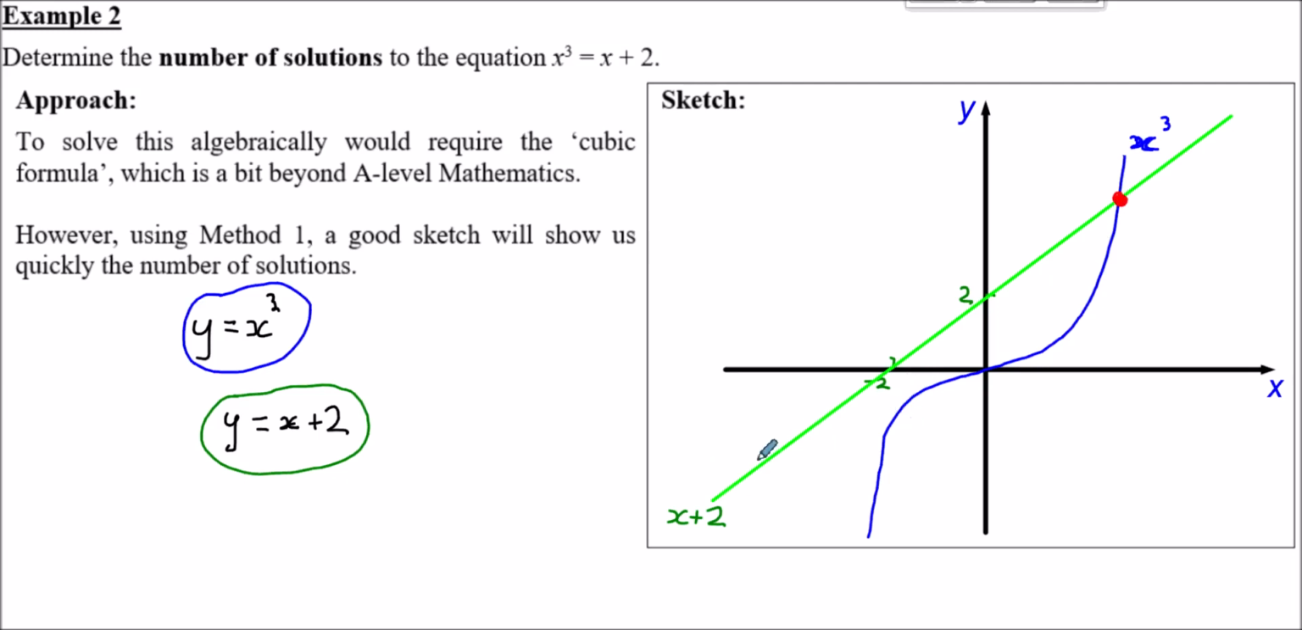After this point, the line and the curve are going to diverge, we're going to move away from each other. So there's one intersection, there's one solution. So that's all we need to say. One point of intersection. Therefore, just one solution.